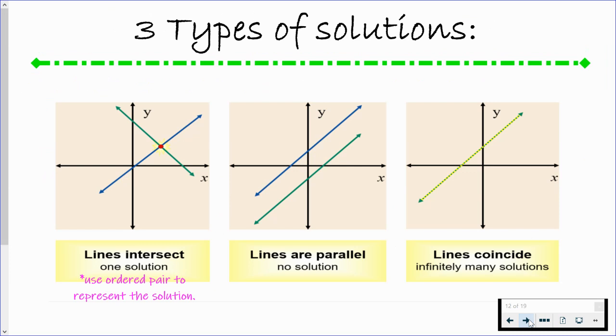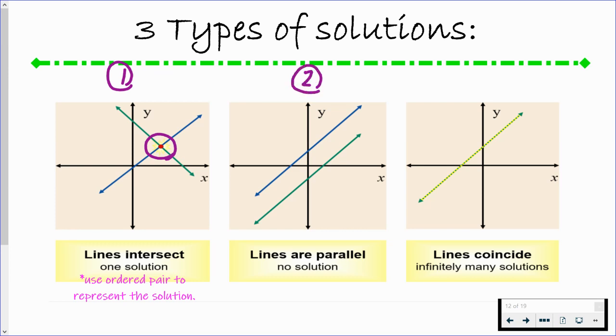Okay, so let's recap our 3 types of solutions. Our first solution is one solution. For one solution, that means that there's only one point of intersection that these 2 lines will ever meet at. And this is the one where we use an ordered pair to represent the solution.